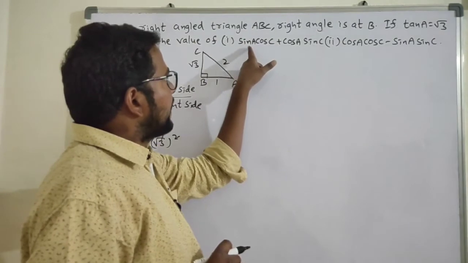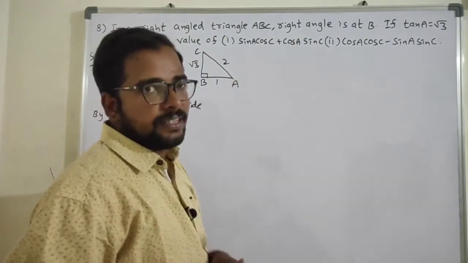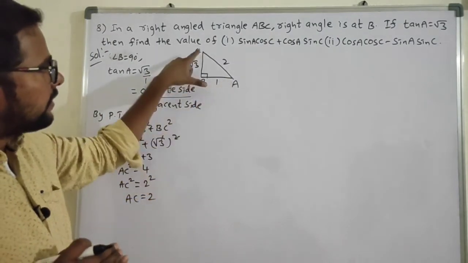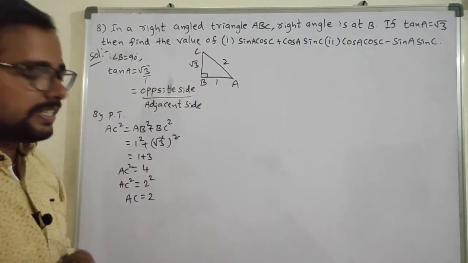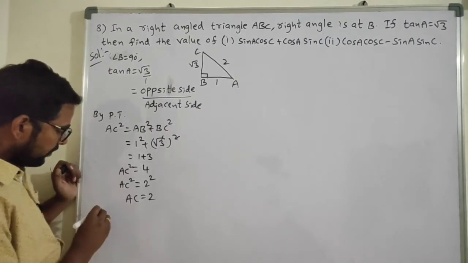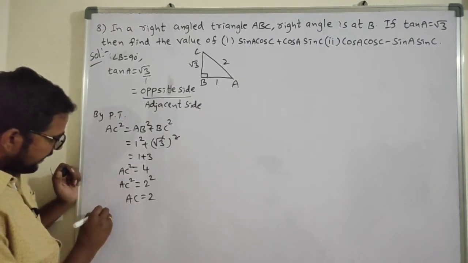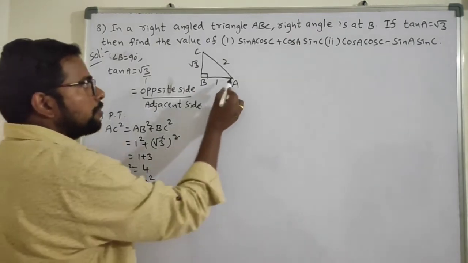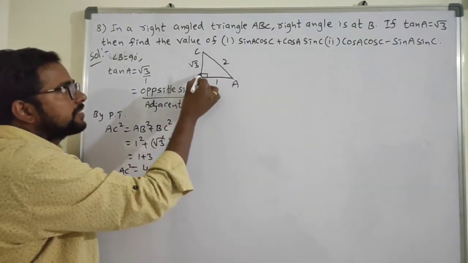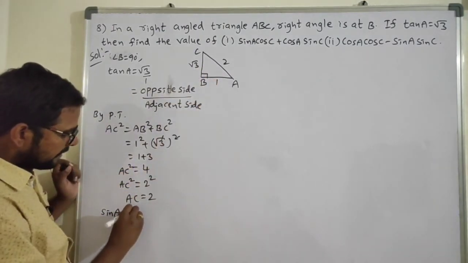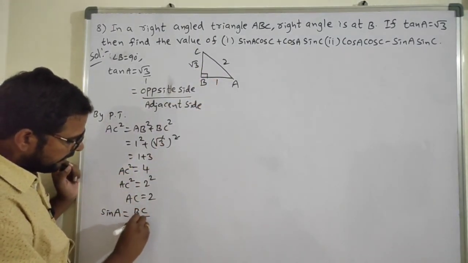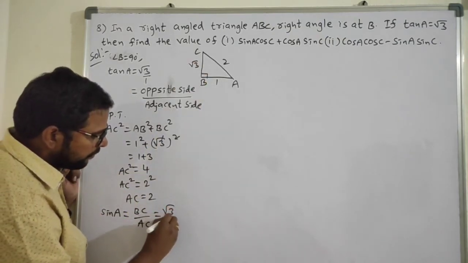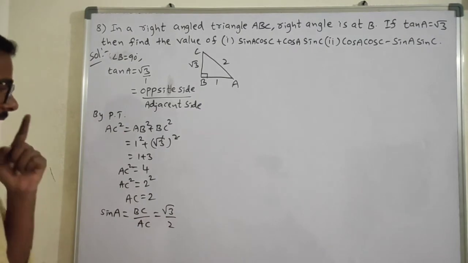Next, we have to find the value of sin A cos C plus cos A sin C. That means we have to find the sin A value, cos A value, sin C value, and cos C value. For sin A, what is the sin ratio? Opposite by hypotenuse. What is the opposite side? BC. So BC by AC. What is the BC value? Root 3. AC value is 2. So sin A is equal to root 3 by 2.